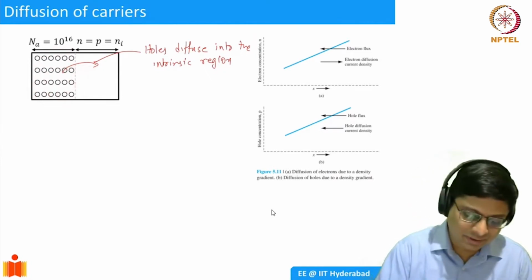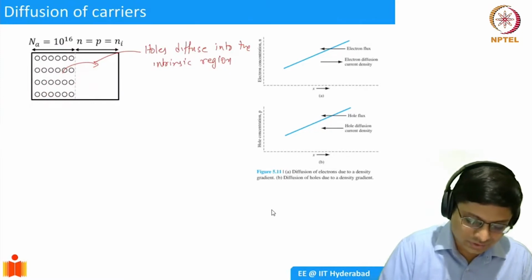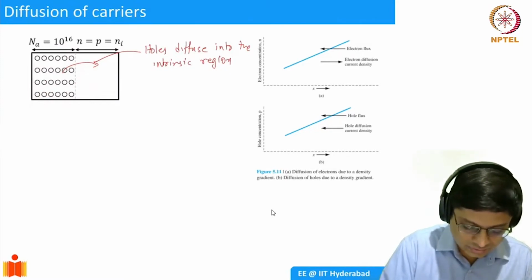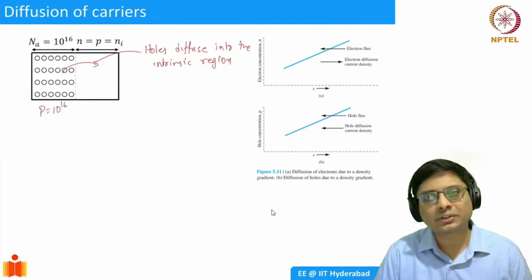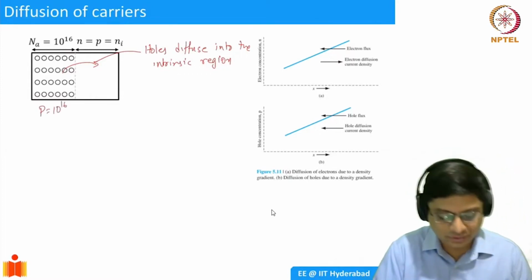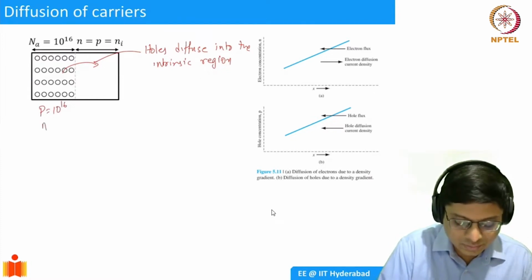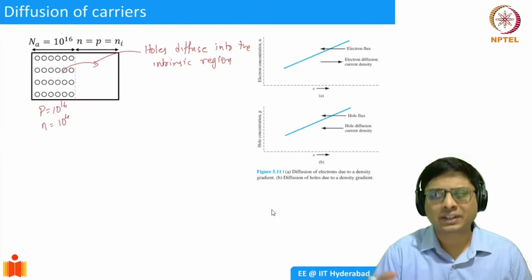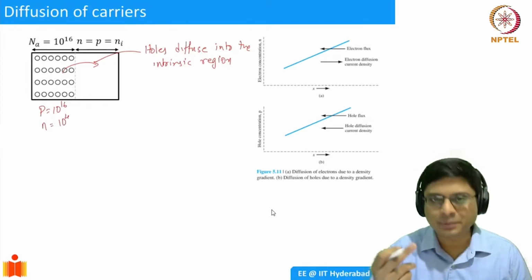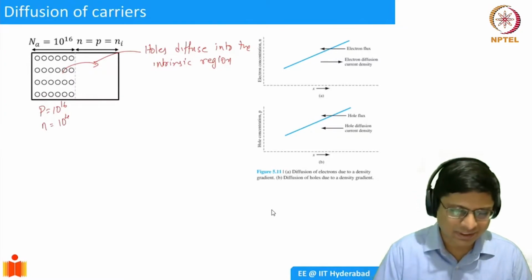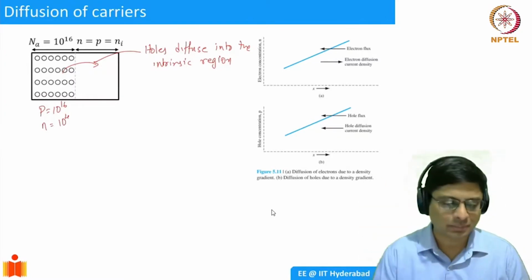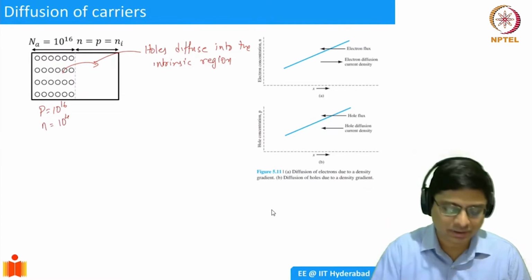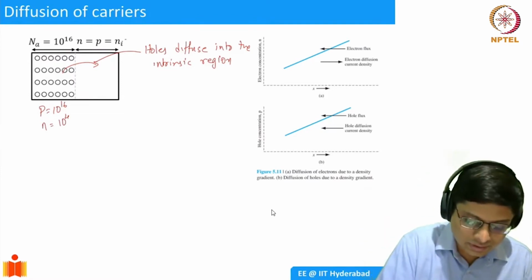The reason is, remember, what is the concentration of holes here? The concentration of holes is simply Na, 10 power 16. What is the concentration of electrons? The concentration of electrons, n, is going to be ni square over Na. I'll take ni as 10 power 10, so 10 power 10 squared is 10 power 20, divided by Na, 10 power 16, so 10 power 4 approximately. I'm not doing the exact 1.5 into 10 power 10, I'm just taking ni equal to 10 power 10.